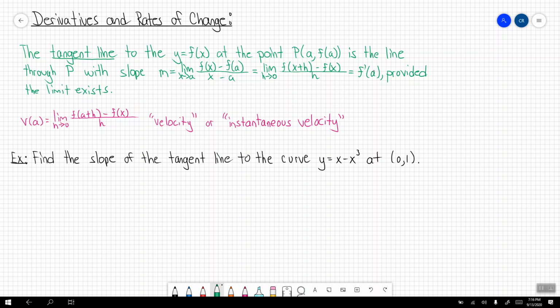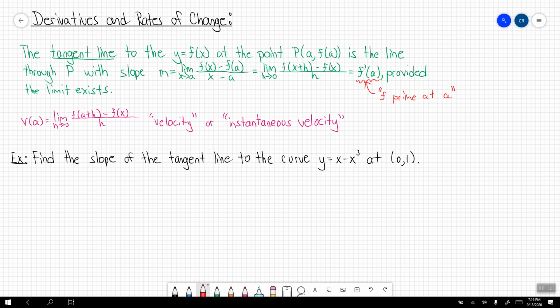So again, notice what we have here. We have this new notation that's going to come about, and we're calling this f prime at a. And this now talks about, as we see here, the slope of the tangent line. So it's the slope of the tangent line to the given function f at a given point.